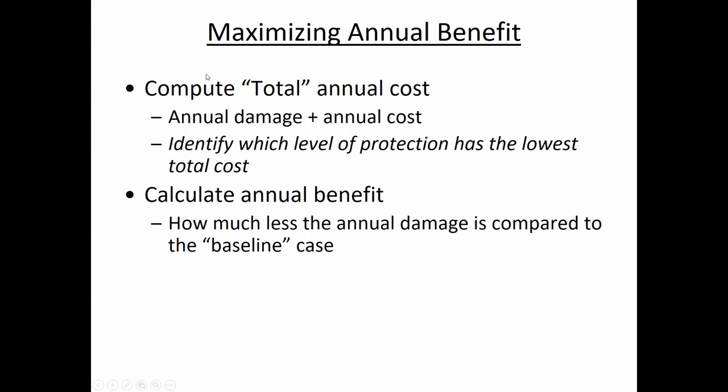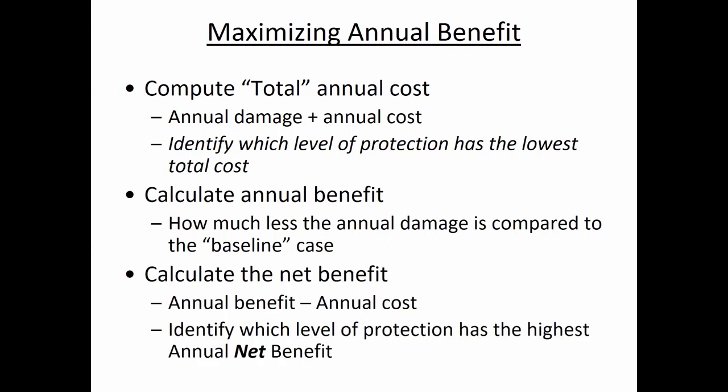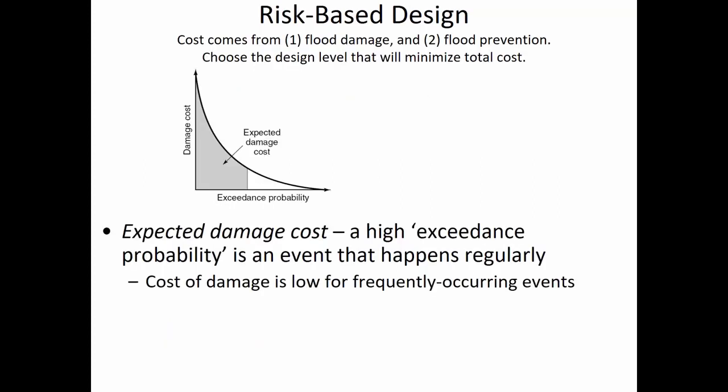And so the annual benefit is thought of as the savings compared to the flooding with no structural measure in place. And so the net benefit would be the difference between the reduction in damage and the cost that you're paying. And we'll look at each of these categories as we work through the next example. But before we do, consider this figure.